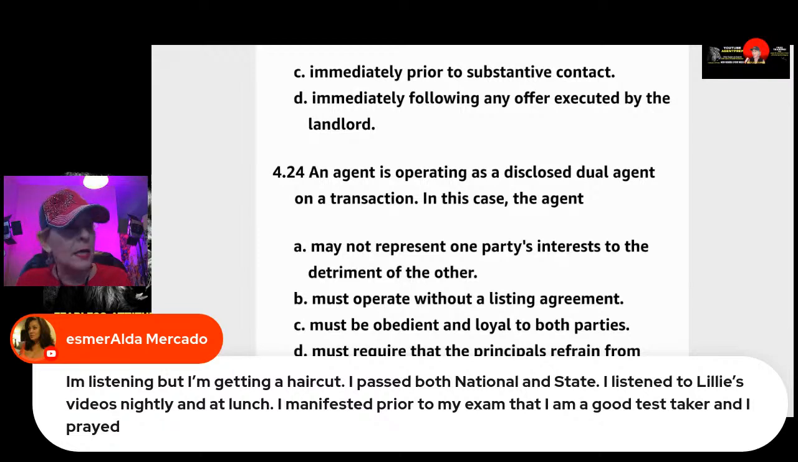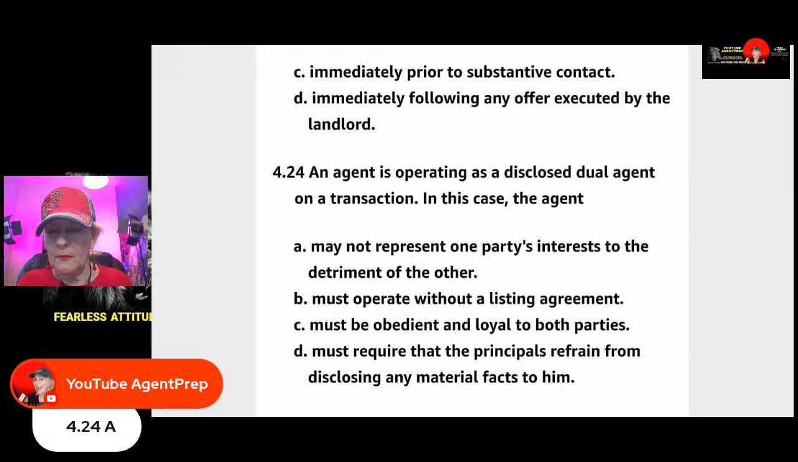So did I type the answer? Not yet. So let me type the answer. So that is the answer for A, 24A.